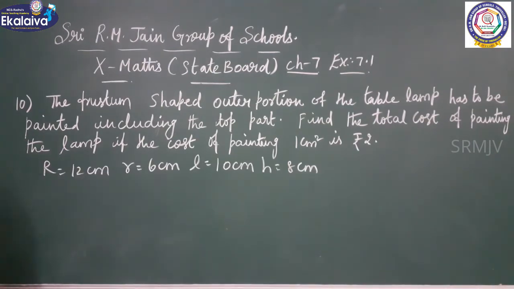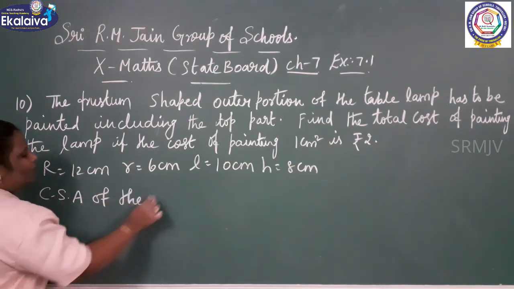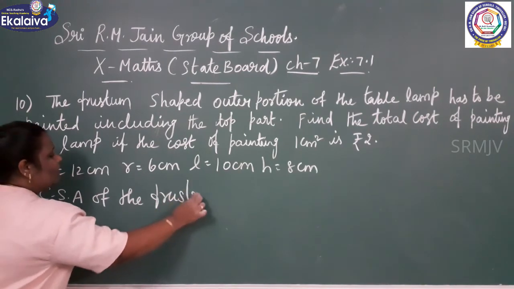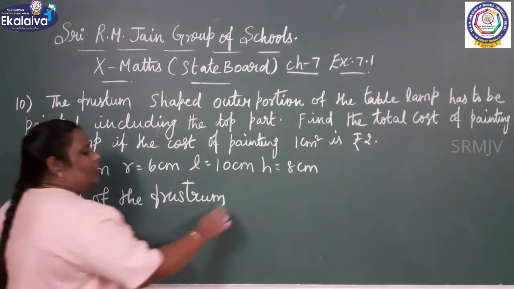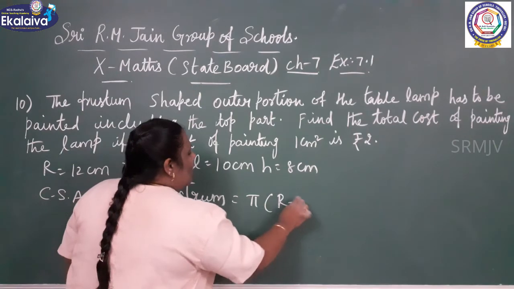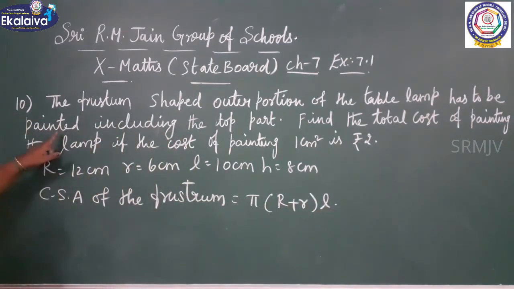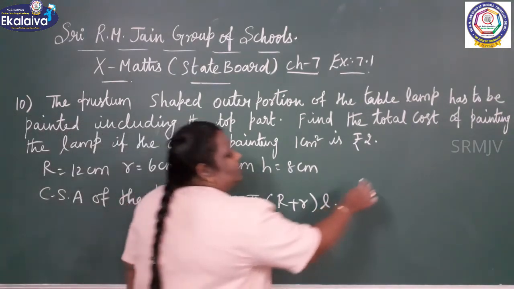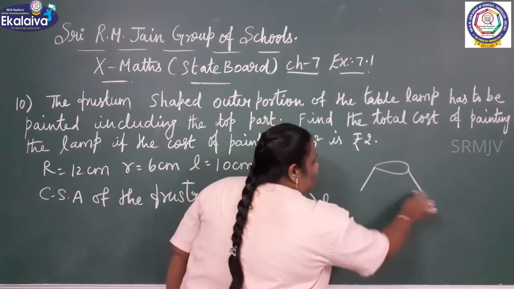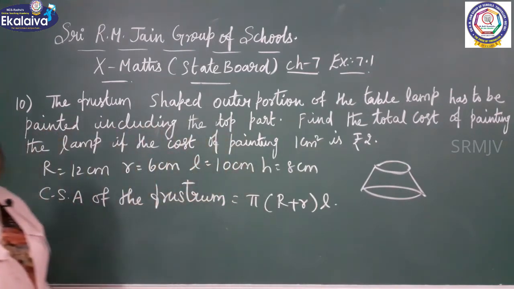See, curved surface area of the frustum formula. What is the curved surface area of the frustum? Pi into R plus r into L. See the top part also. The top part is in the shape of a circle, so it can also be covered.